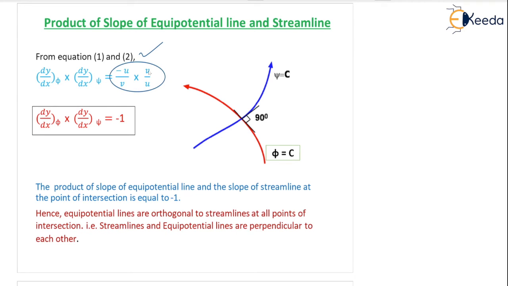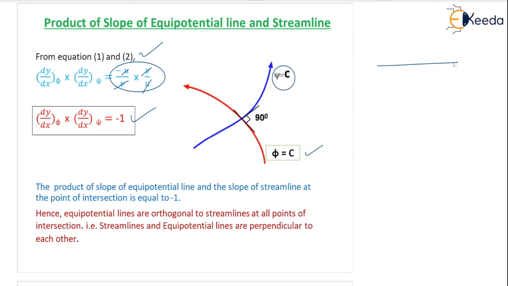So that is nothing, this can be cancelled, right? And what you are getting is equal to -1 finally. So if the slope of the two lines, phi and psi lines, is coming equal to -1, that means these two lines are perpendicular to each other, and that is what is shown here: psi equal to constant line and phi equal to constant line. And what is the angle between them? 90 degrees. When you say perpendicular, that means at each point of intersection the angle should be 90 degrees.